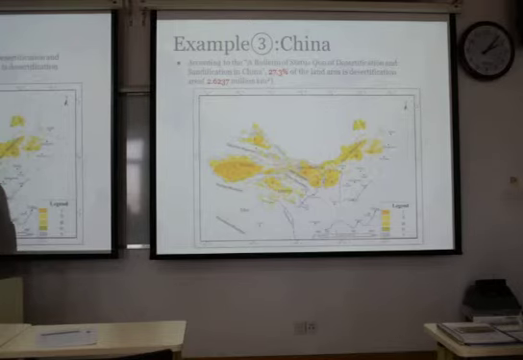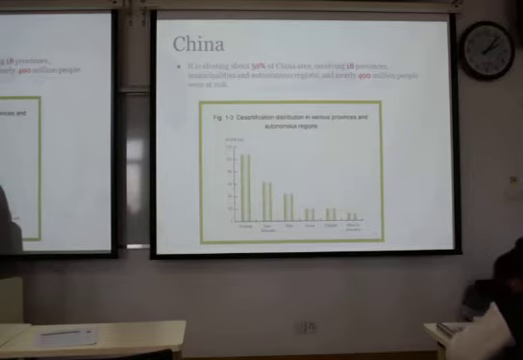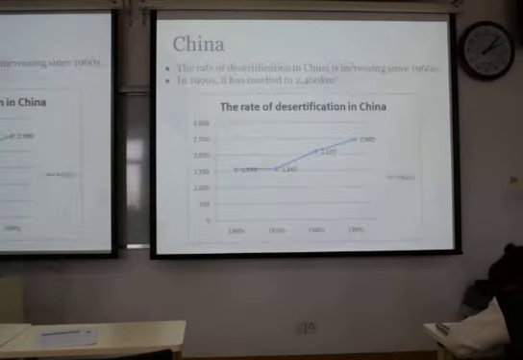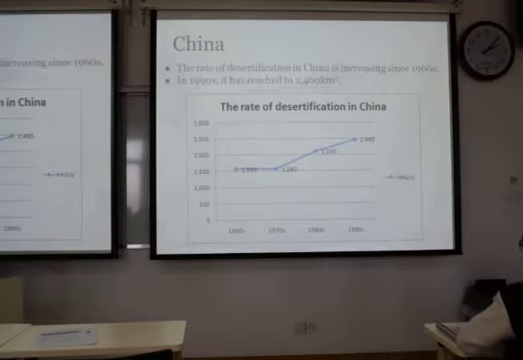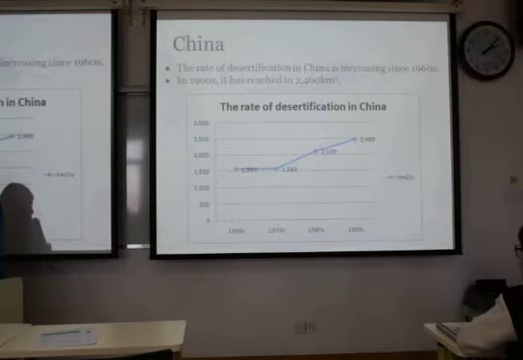7.3% of the land area is desertification area in China. And there is about 50% area in China is affected by desertification. And here is the rate of desertification in China. We can see that it's increasing since 1960s to 1980s.